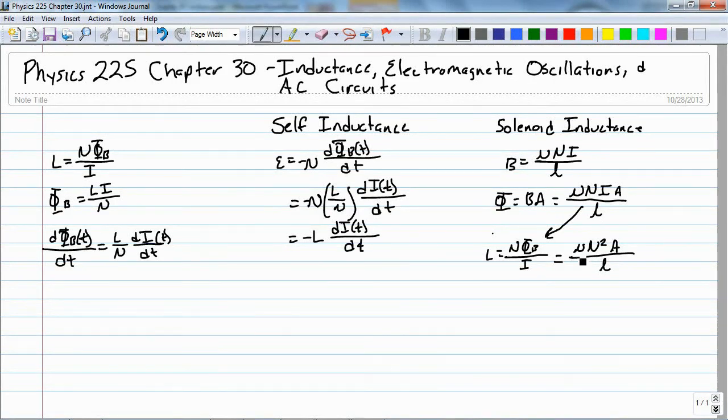So the inductance can be calculated off of the characteristics, the dimensions of the solenoid. This makes them very practical in use.